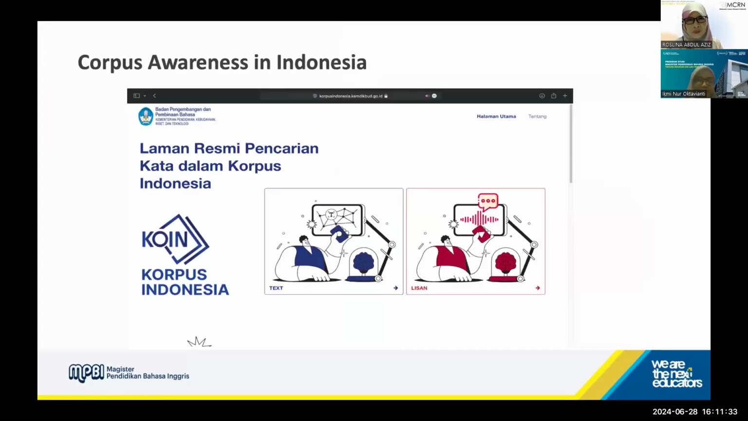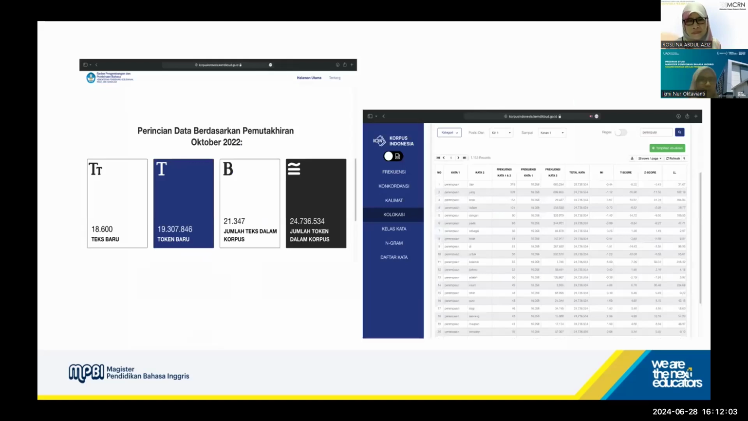And also about corpus awareness in Indonesia, corpus linguistics is popular nowadays in Indonesia for linguistics research, for studying languages like English, Indonesian, and other languages that we can collect the data from. And also we have this national corpus, we call it Corpus Indonesia, or COIN. This is the corpus for our national language, the Indonesian language. We do have this national corpus, although it's still smaller compared to the BNC, British National Corpus, or COCA. They are huge, massive, but this one is in the smaller version.